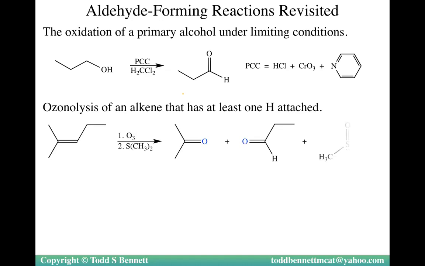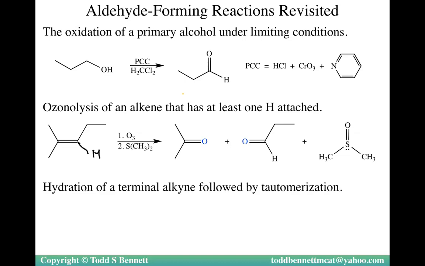We can also do ozonolysis of an alkene as long as the alkene is not tetrasubstituted. So as long as one of the carbons has an H, in the case here, this is my H. Because there's an H on this, if I use ozonolysis followed by reductive workup, then I can generate this aldehyde.